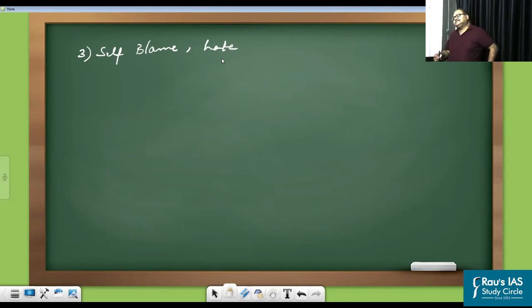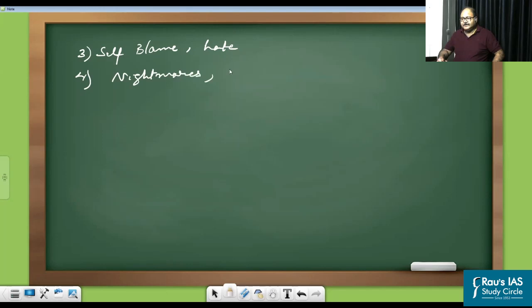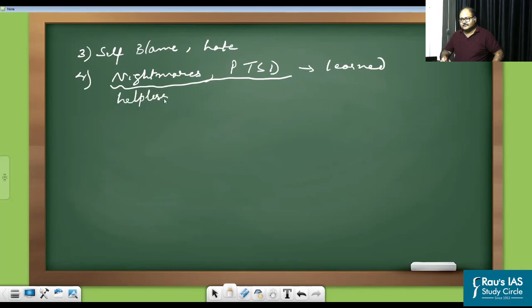Self-blame and self-hate. I could not save my family. So a feeling of self-blame and self-hate. Number 4, nightmares. Nightmares and PTSD. These nightmares and PTSD lead to learned helplessness, so one is unable to control one's fear, therefore one stops even trying to control the fear. Learned helplessness, indecisiveness.